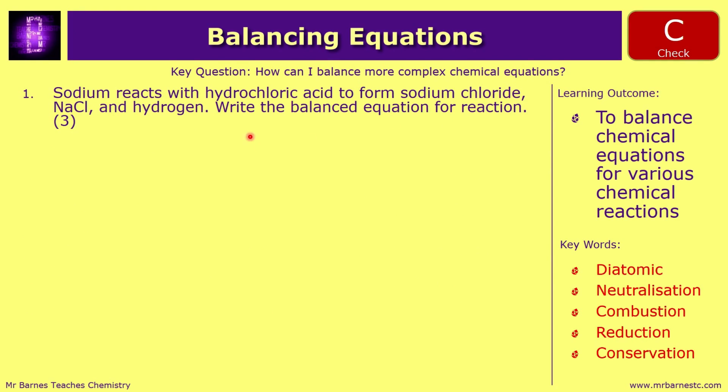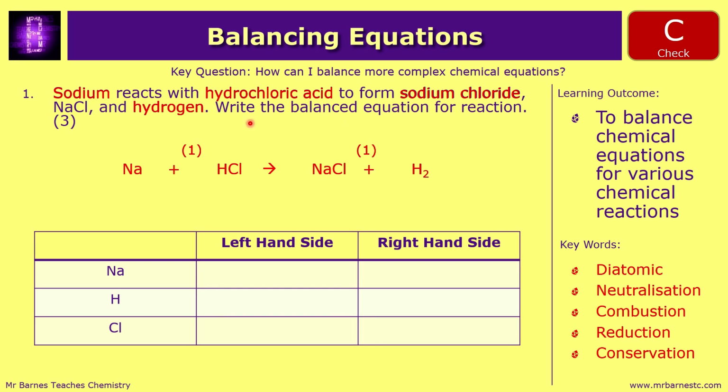Okay, let's go through question 1. So to start off then, we've got sodium. Now sodium is Na, goes around on its own because it's a metal, reacts with hydrochloric acid. Hydrochloric acid, you should remember, is HCl. It forms sodium chloride, which they've given you the formula of NaCl, and then hydrogen. You need to remember that's diatomic, so it goes around in pairs, so H2. That's 2 of your 3 marks already.